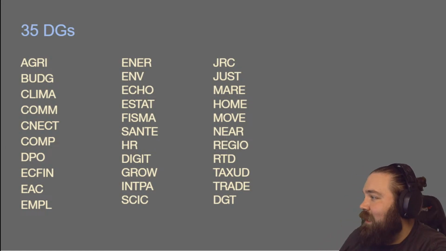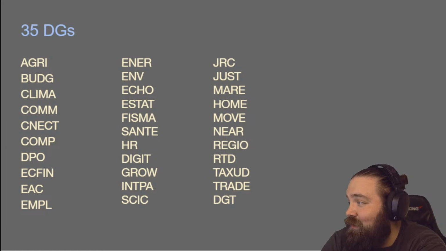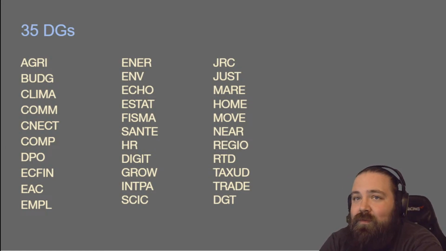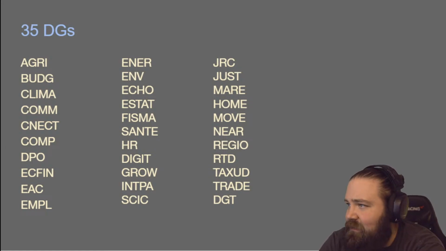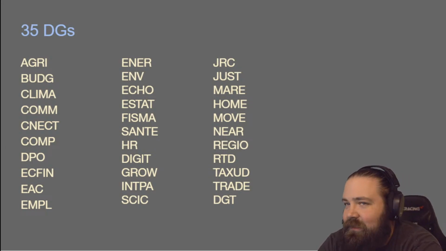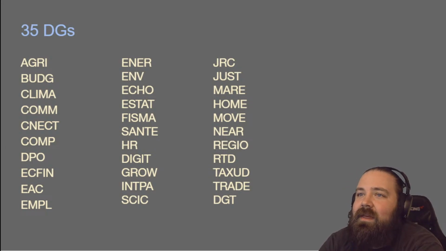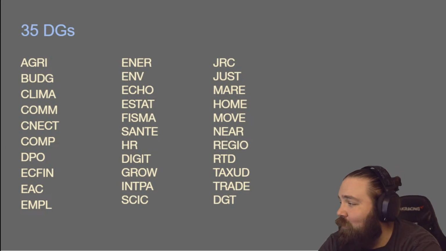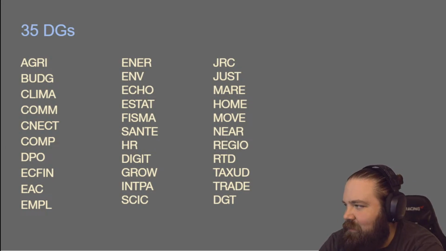SCIC is interpretation. When you've got 27 different languages floating around, 27 different states, you're going to need an entire group to do interpretation. The Joint Research Center is responsible for European innovation and science development. That's the JRC. JUST is Justice and Consumers. That is the European Commissioner for Justice, Fundamental Rights, and Citizenship. They're responsible for kind of consumer rights.